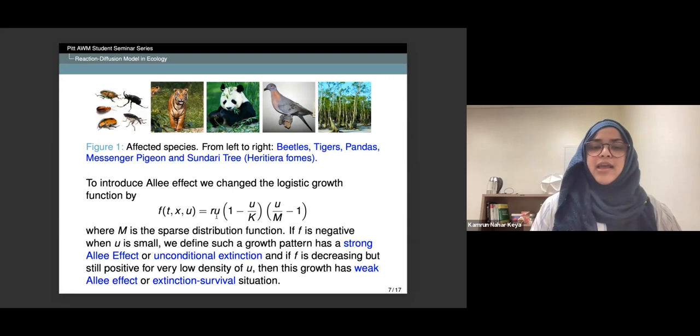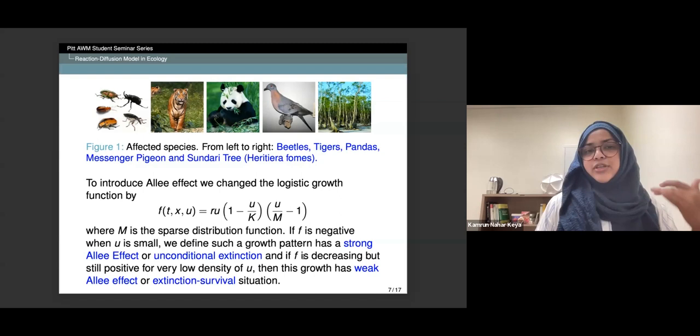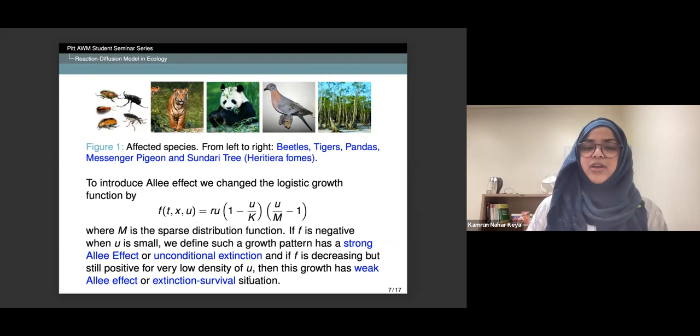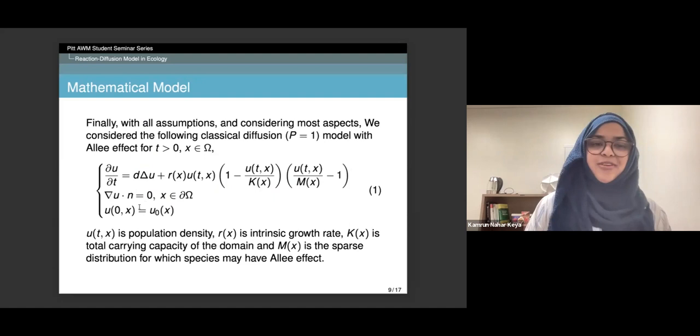And similarly, if f is still decreasing but not going to the negative side at low density of u, then we say it is a weak Allee effect, and the species is surviving, but only barely. This situation is called the extinction-survival situation. I'll come back to that later. Let me also show you the model first.